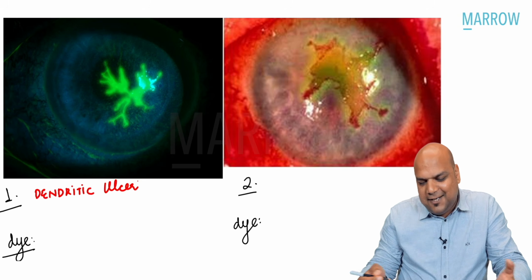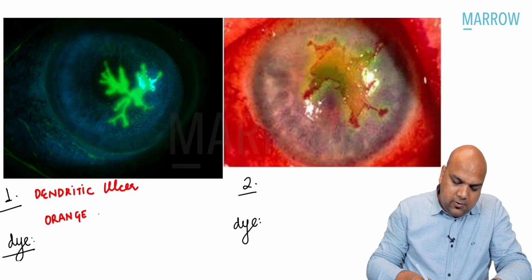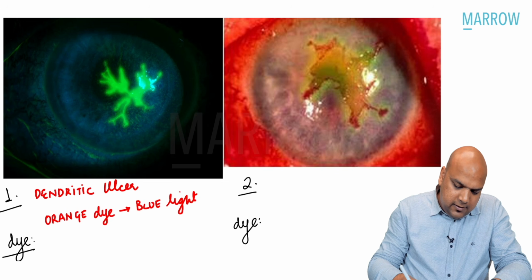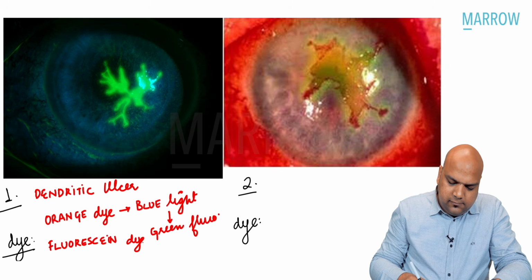Dendritic ulcer. Dendrites can be seen, a branching pattern. Green luminescence in an orange dye. Blue light. Yes, now you're writing it correctly. Then green fluorescence. Yes, which dye are we talking about? Fluorescein dye. Now am I correct, my children? Yes.